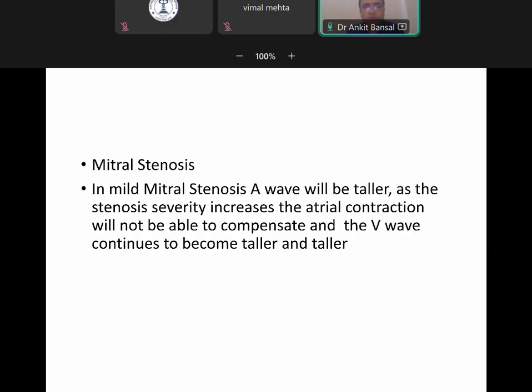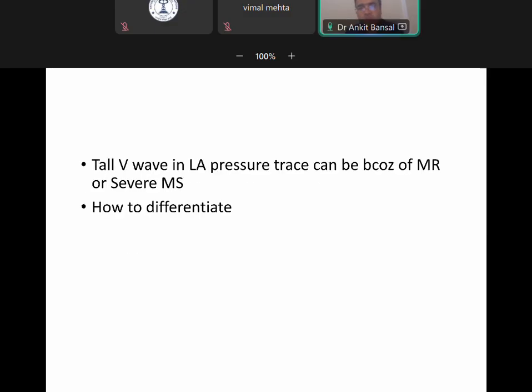So one more important point is, in mild mitral stenosis, the A wave will be taller, but as the stenosis severity increases, the V wave continues to become taller and taller because atrial contraction will not be able to compensate for the obstruction. So the LA will become more and more stiff, and the V wave will become taller. But the V wave can also be taller because of mitral regurgitation. Then how will you differentiate?